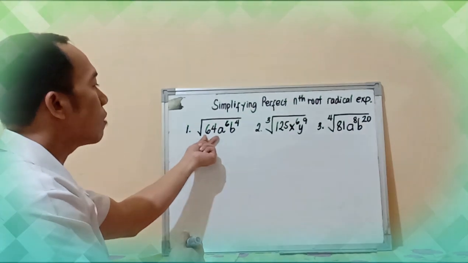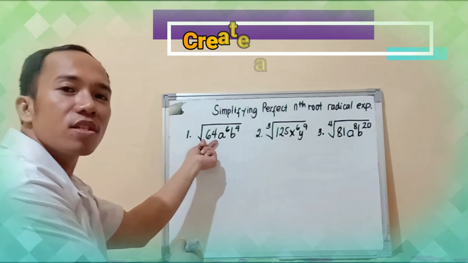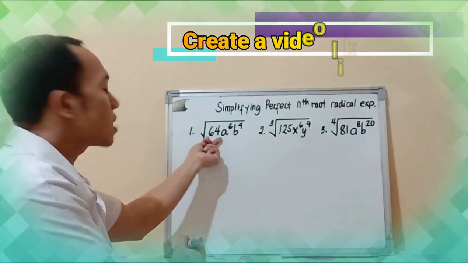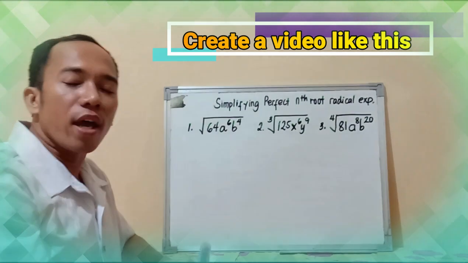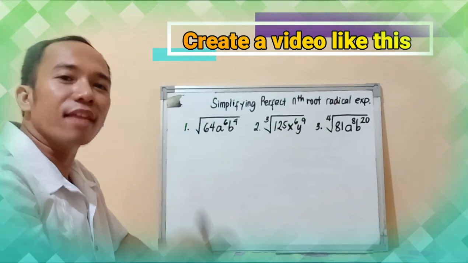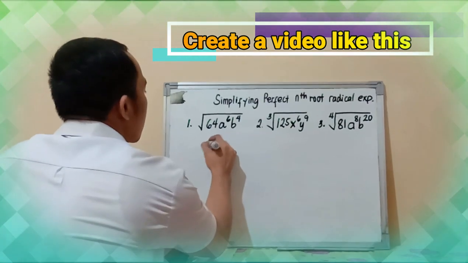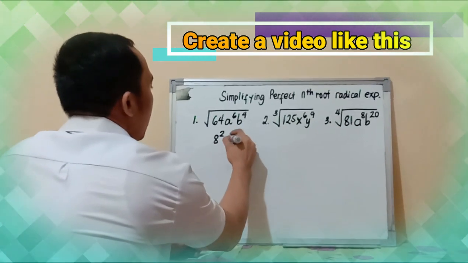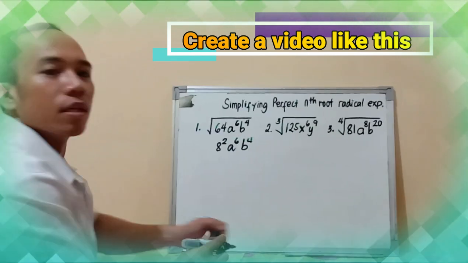So first thing you should focus on is making the numerical coefficient into exponential form. So 64 becomes 8 squared. Why? Because 8 times 8 equals 64. So this becomes 8 squared. A to the 6th, copy, b to the 4th, copy.